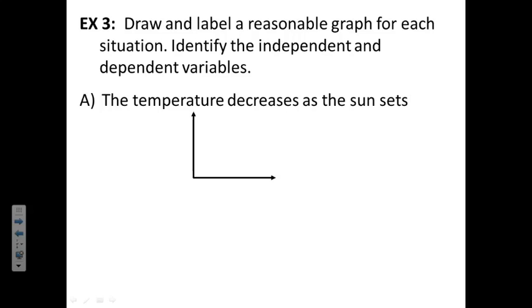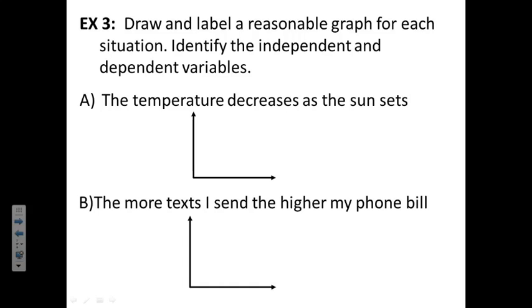Okay, on example 3, it talks about drawing and labeling a reasonable graph for each situation, and then also identifying the independent and dependent variables. We're going to do that hopefully a bunch of times to help you understand which one is which.